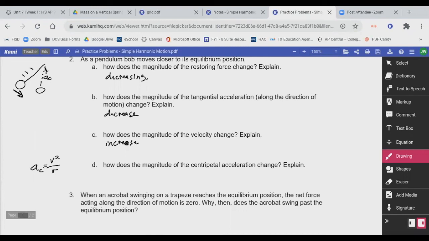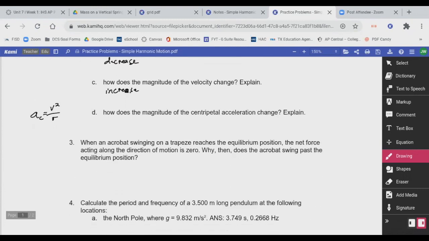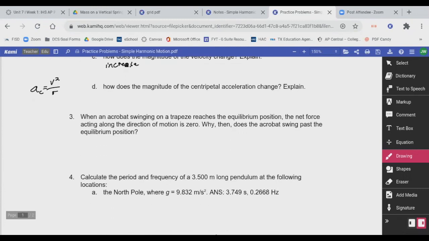We got just a bit more time. I tell you what, let's look at number 3 and see how far we get. I'm going to scroll this up. When an acrobat swinging on a trapeze, okay, I'm sorry, I'm totally a visual person, so I'm going to draw my little acrobat. There they are. And there's my little line saying they're in motion. Swinging on a trapeze reaches equilibrium position. Oh, cool, I drew them at equilibrium. The net force acting along the direction of motion is 0.